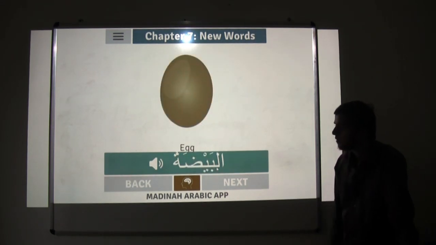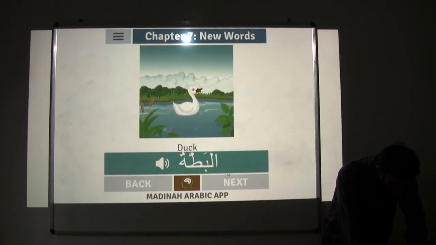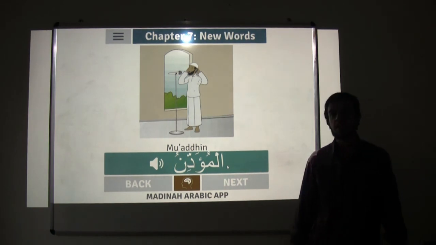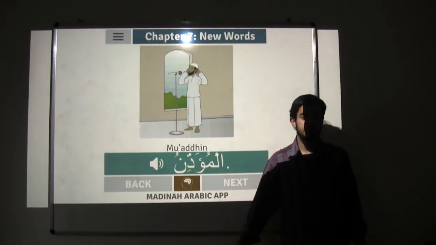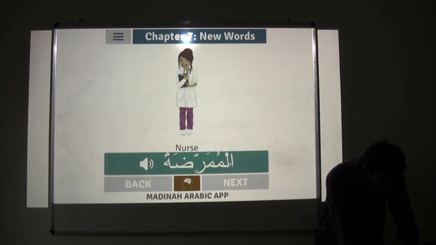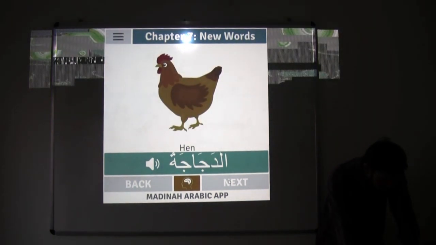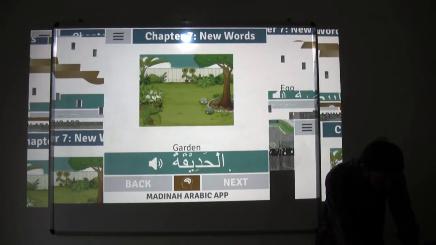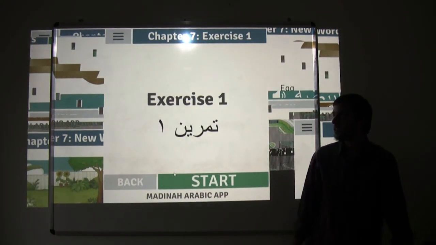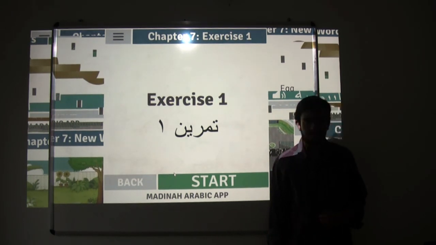Al-baydatu, we learned this term as well. Al-battatu. Al-mu'adhdhinu, the one who gives the adhan, new word. Al-mumarridatu, nurse. Ad-dajajatu. Al-hadiqatu. So with that being said, we have come to the end of the text part of the lesson, and I think we better stop at this.